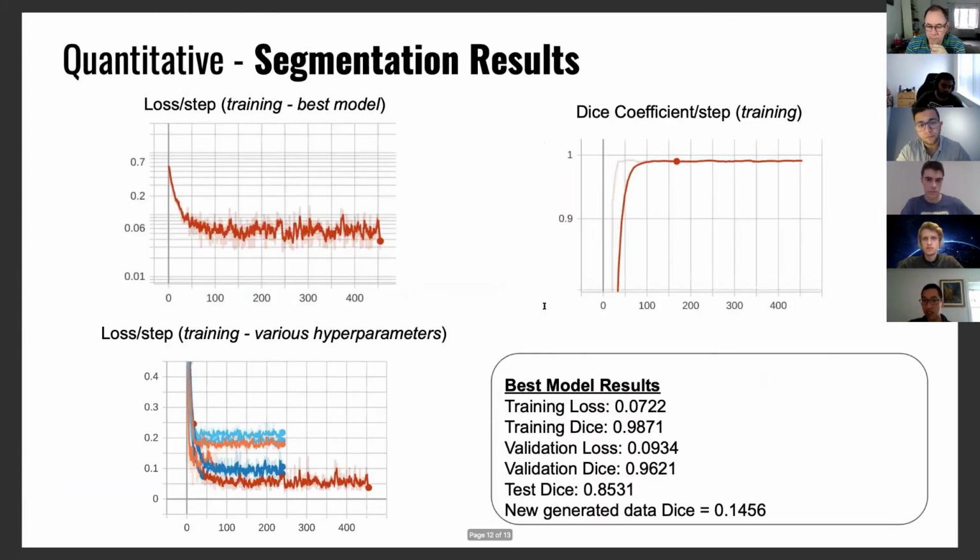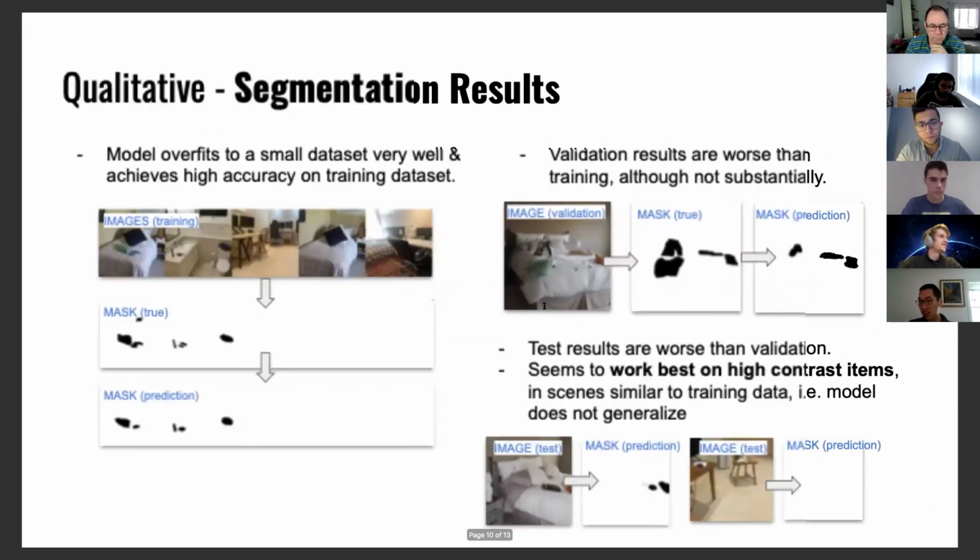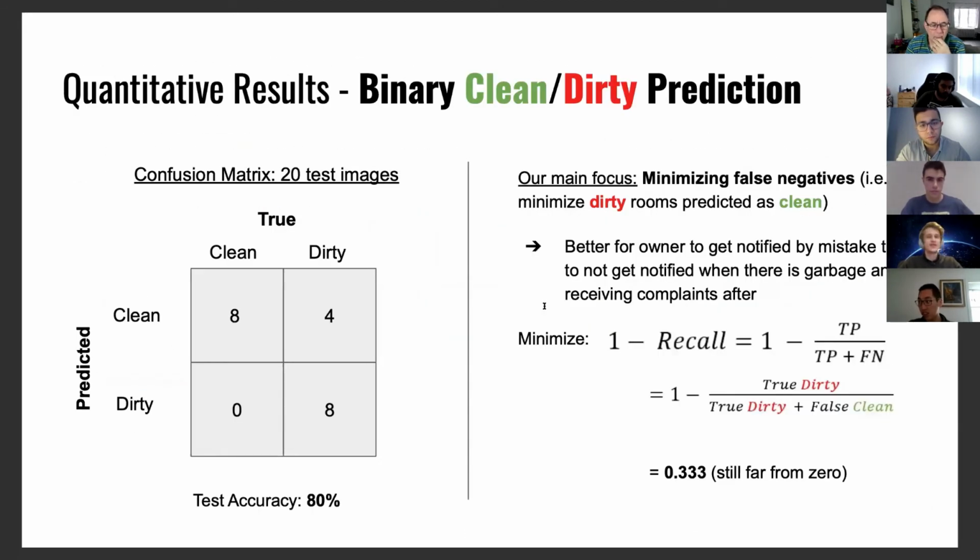Where I don't see any slide. It's the quantitative results. That one. So the test accuracy of 80% versus the 99.6% or 96% on the baseline. Right. So we did achieve a lower result on our UNet versus our baseline for the binary task.